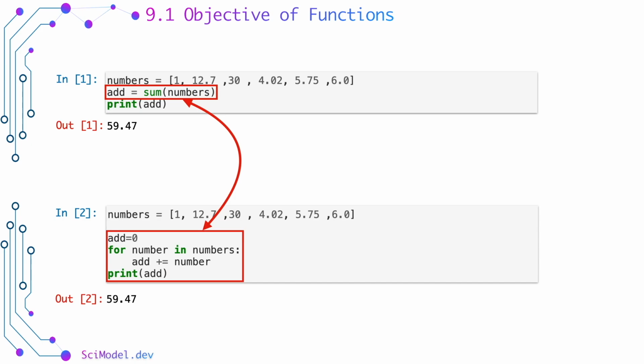Then, we need to iterate over all numbers in the list and increment the add variable by the current number in the list. When the for loop iterates all elements in the list, the add variable will have the sum of all numbers in the list. Finally, you can print the add variable to check your answer.